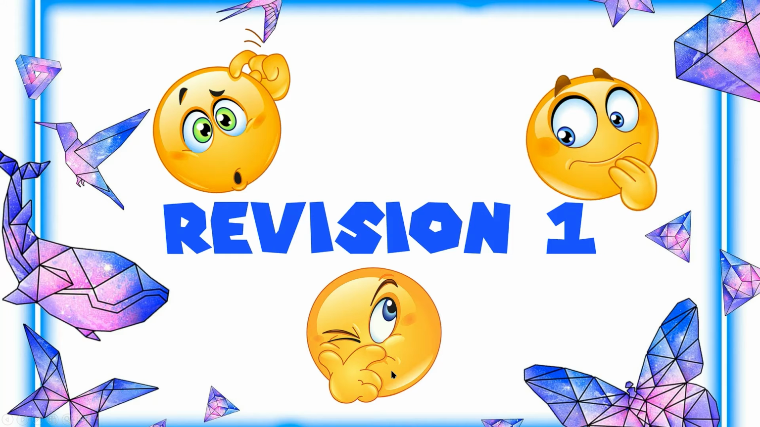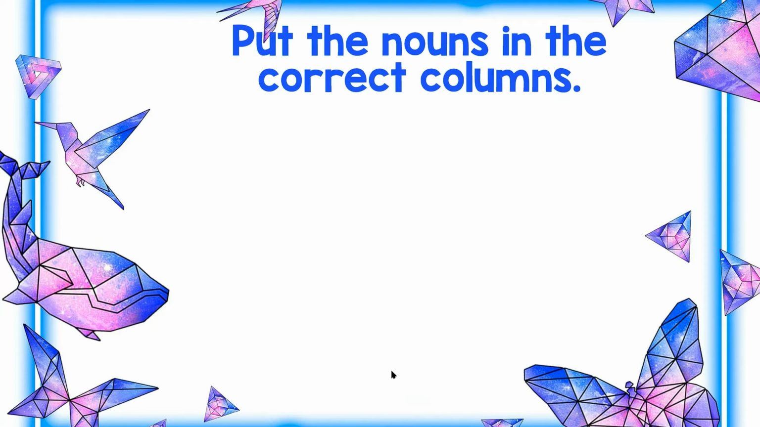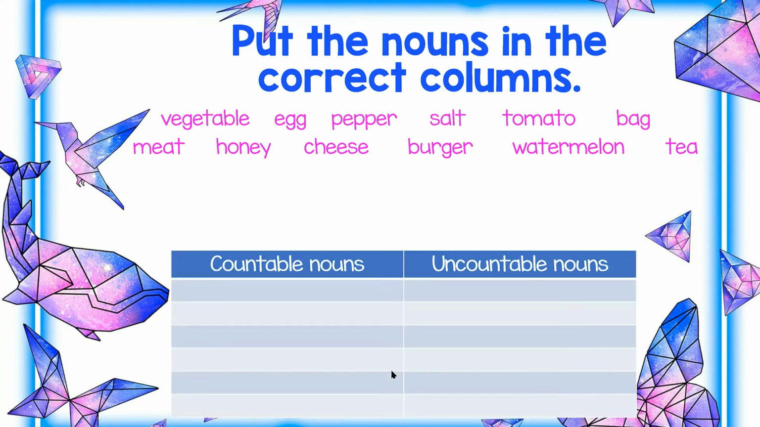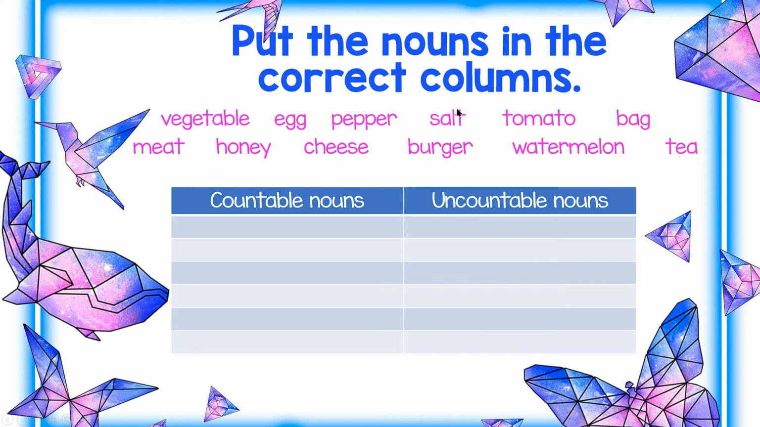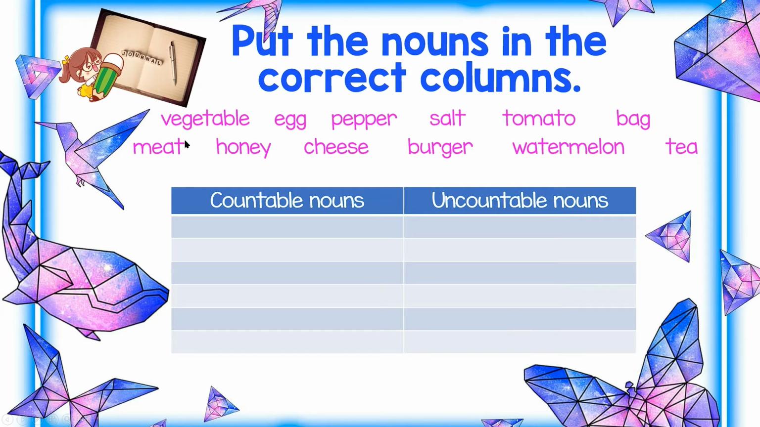Let's do some revision before we proceed further. Put the nouns in the correct columns. Look at these nouns here. Are they countable or uncountable nouns? Draw out this table in your English notebook and fill it up. Pause the video till you are done.